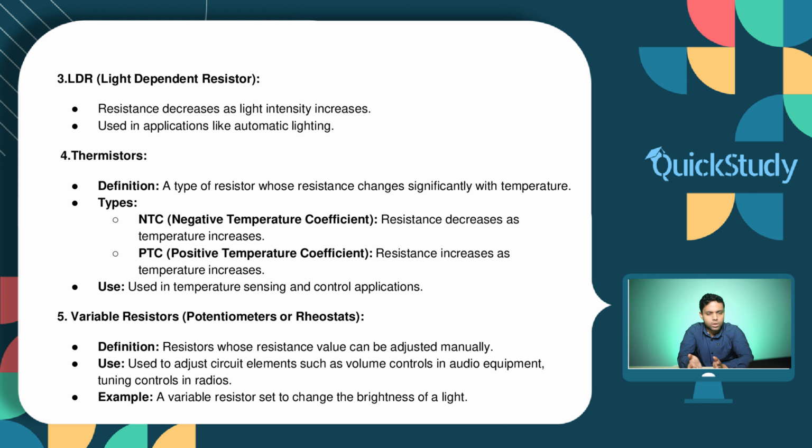The most useful one would be the variable resistor. Here, we can manually set the resistance of the resistor. It is used in a lot of applications. A variable resistor is used to set the brightness of a light.